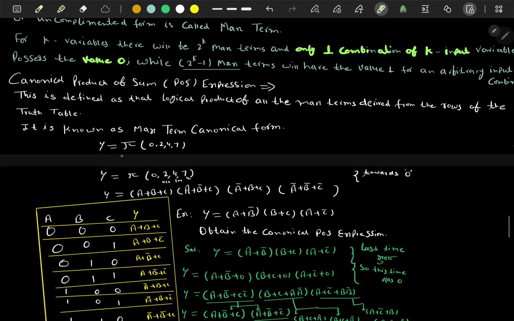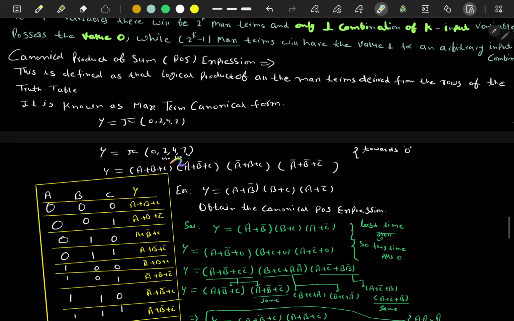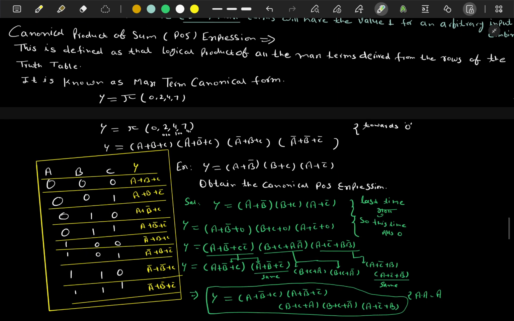Okay, so pi represents product of sum. Pi is product of sum, and product of sum means we will run towards 0. So 000 gives a plus b plus c. For 010 it means a b bar c, because we are running towards 0, and a bar b c and whole bar will become here. We are running towards 0, and above in the sum of products we were running towards 1.